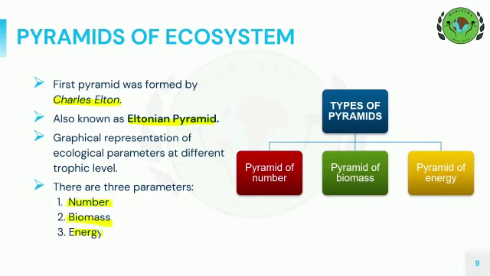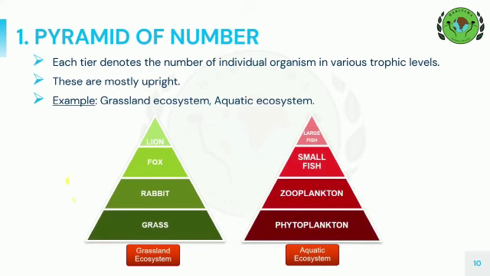First is pyramid of number. Here each tier denotes the number of individual organisms in various trophic levels. These are mostly upright, and the examples of pyramid of number are grassland ecosystem and aquatic ecosystem. Here we can see from the picture of pyramid, for a particular number of rabbits to survive, comparatively high amount of grass is needed. And similarly, for the fox to survive and to fulfill its food requirement, high number of rabbits are needed, and similar is the case with lion and the fox.